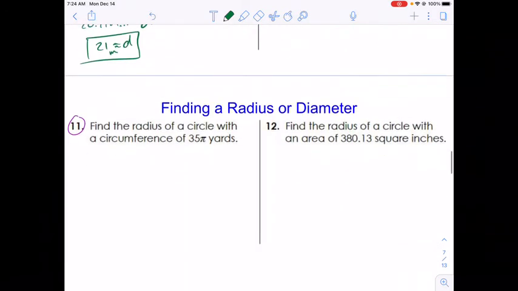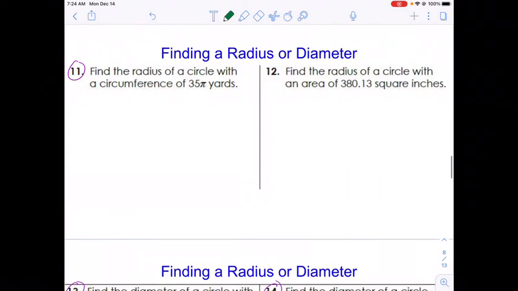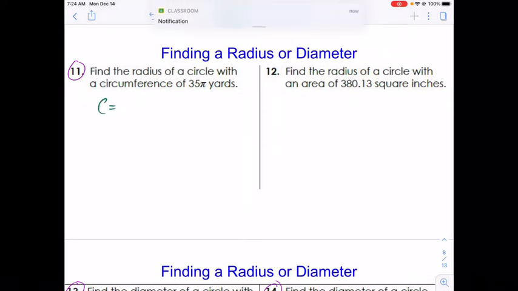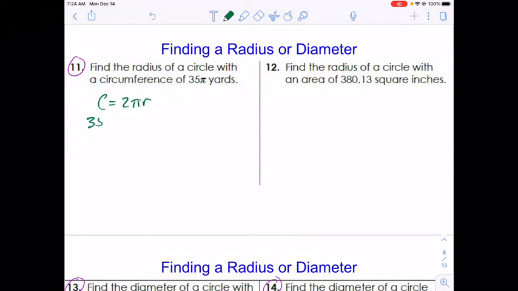All right, let's flip it over here and look at number 11. Find the radius of the circle with a circumference of 35 pi yards. So notice they give us pi in here, which means the pi is going to cancel out. So same type of problem here. We're going to do circumference is equal to, now we're looking for the radius, so we're going to use the 2 pi times the radius formula. We're going to plug in 35 pi for our circumference, and then set it equal to 2 pi r.